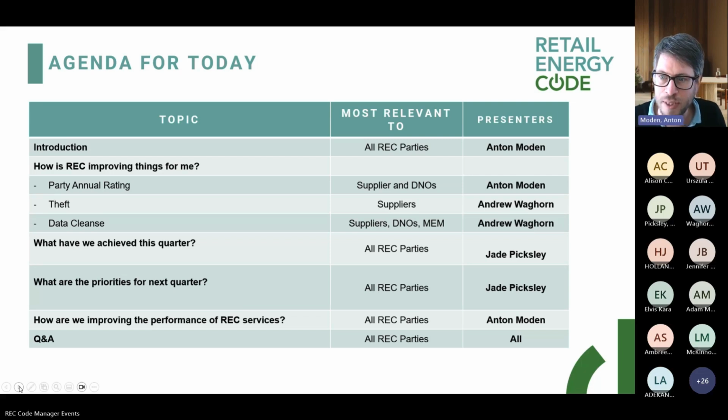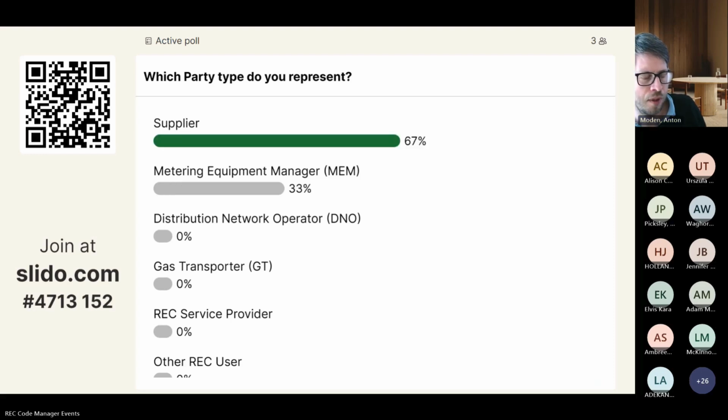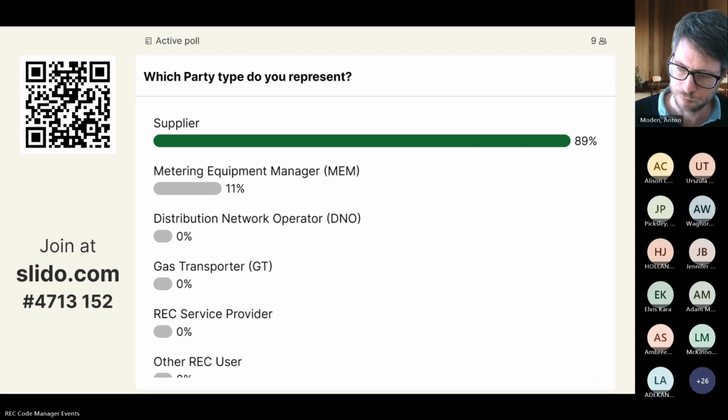Before we get in, to make sure we tailor our conversations, we wanted to ask you some very simple questions, and maybe to check the slide is working. Would you mind flicking on to the next, please? So the first question is, what type of party are you? We did signal in our agenda who we thought these things were most relevant for, but it just helps us pick out the right bits.